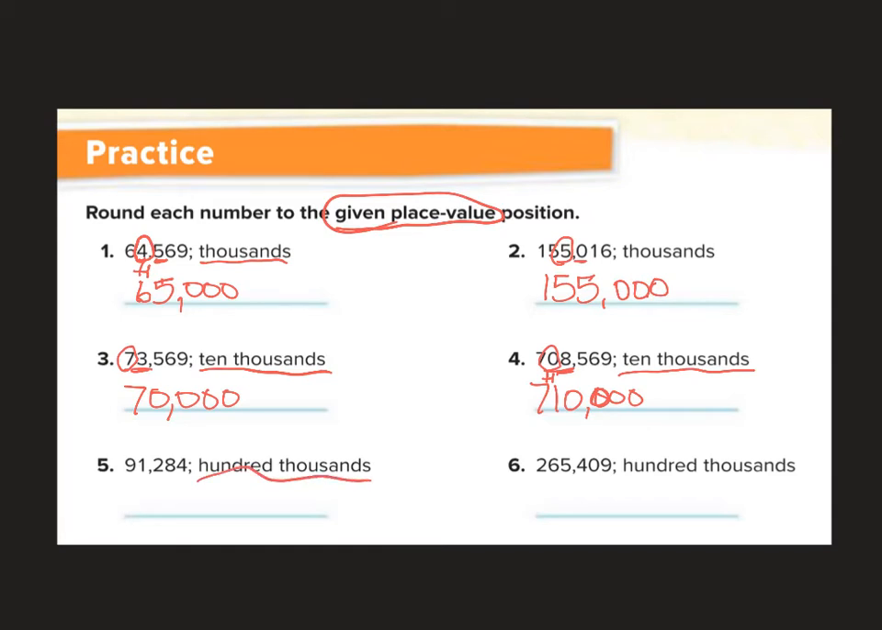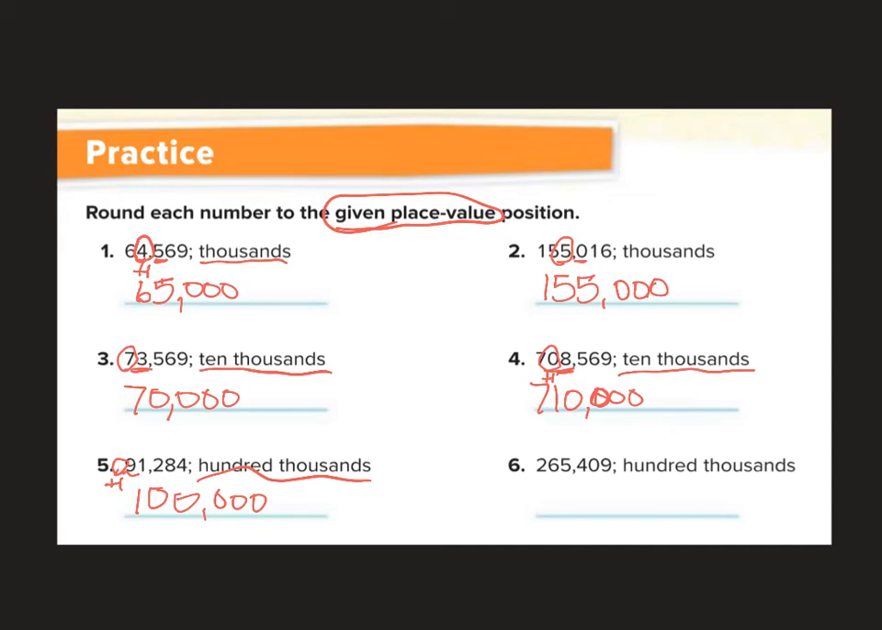100,000s. Wait a minute, Mrs. Hamer, there's no 100,000s. That's okay. We know that the digit would go here, right? And it's a 0. So I'm going to look at the 9. The 9 tells me add 1. 0 plus 1 is 1. All the other digits become a 0. 100,000 is what we'd round this number to.